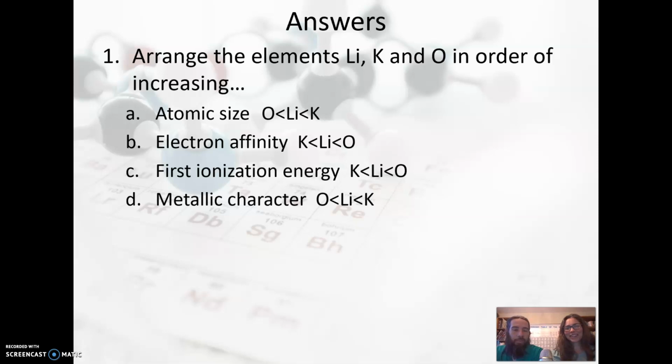All right, here are your answers. Again, you want to use the comparison within the group and then within the period. It might be worth pointing out that little symbol there. For atomic size, it's saying that oxygen is less than, that's the less than sign, less than lithium, less than potassium. So they are in increasing order.